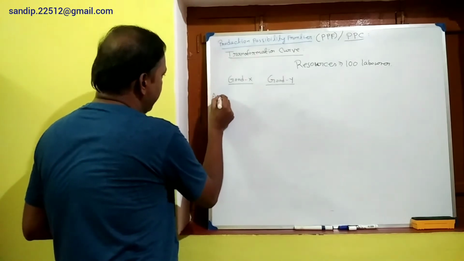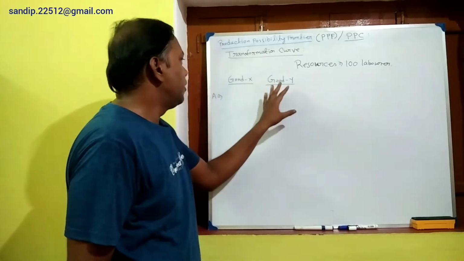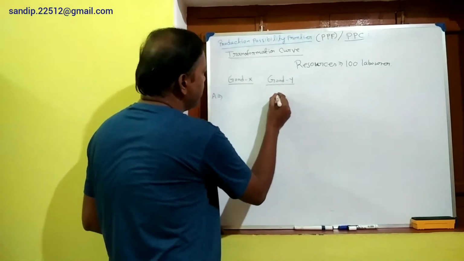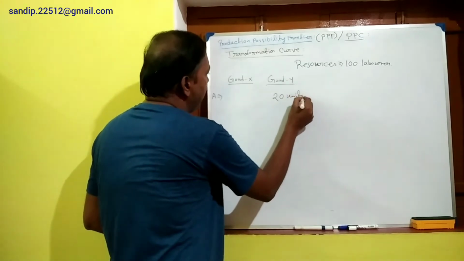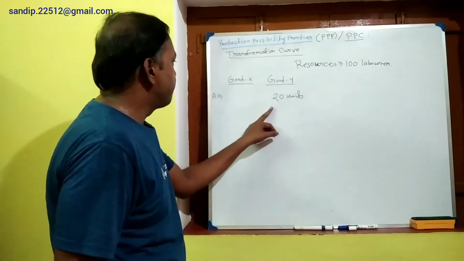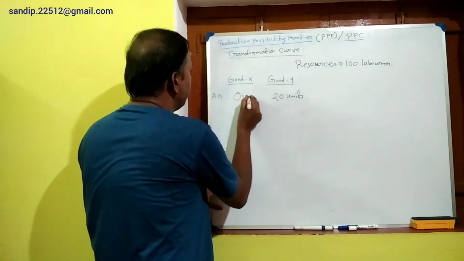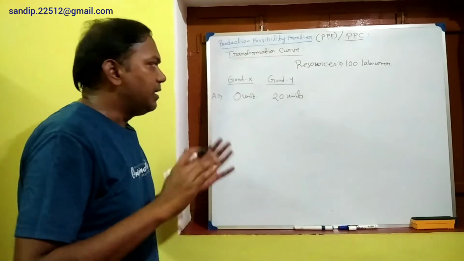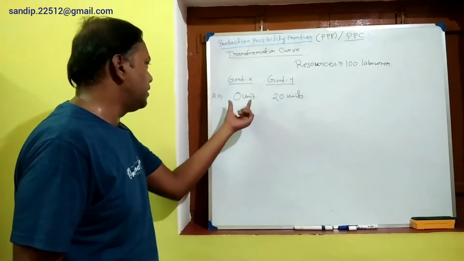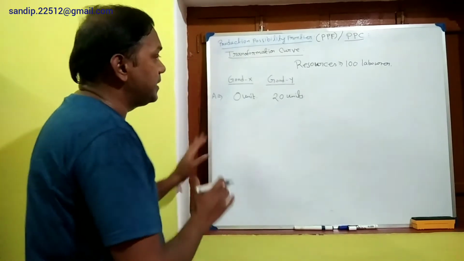Suppose the first combination is A. If the producer uses these 100 workers or laborers in industry Y, for production of good Y, then the producer can produce, let us suppose, 20 units of good Y. And as he is using the total resources in good Y, no resources in good X are used, so production of good X will be 0 units. So this is one combination, that is A.